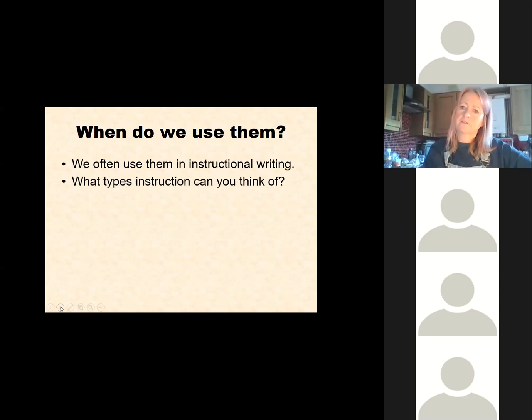What types of instructions can you think of? Put your thinking caps on. What types of instructions can you think of? Tell your mums or dads or your adult who's with you. What kind of instructions can you think of?